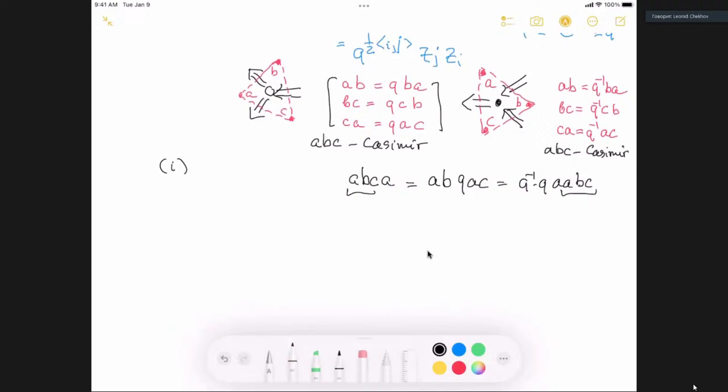Okay, so first, the natural condition is that variables in different triangles mutually commute. Basically, these are the only non-trivial relations that we have in the network.